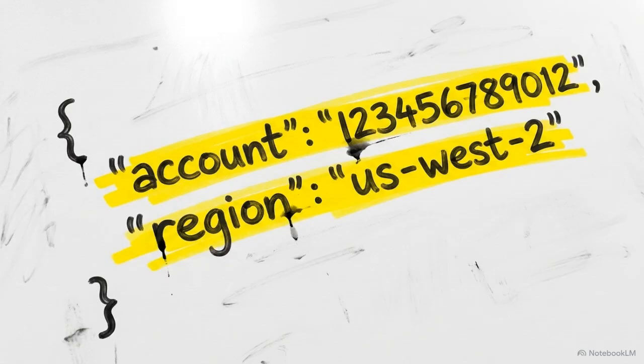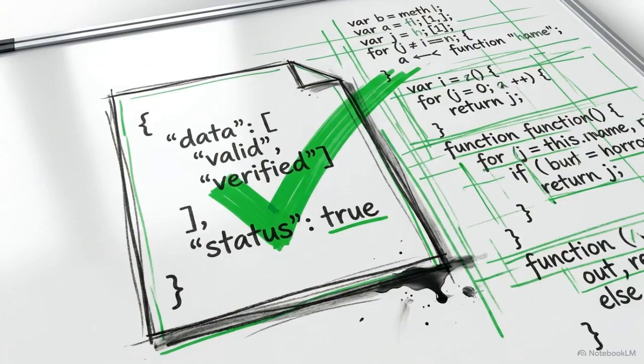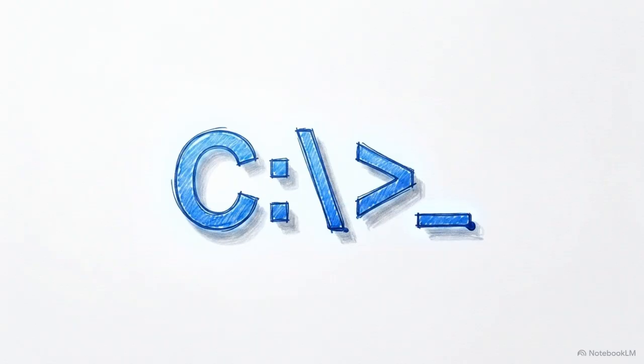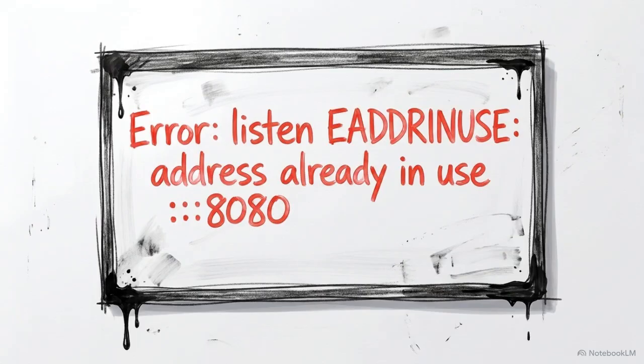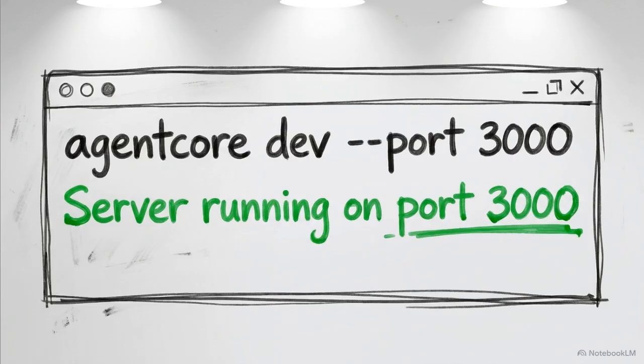Open the AWS targets JSON file and input your specific 12-digit AWS account ID and your target region. Run AgentCore validate. This mathematically checks the formatting of your configuration files to ensure AWS will accept them. With the configuration verified, execute AgentCore dev. This spins up a local development server, building the Docker image and hosting the agent so we can query it in isolation. If that local boot fails because another process is using port 8080, bypass the block by running the command again with an explicit port override flag, like --port 3000.